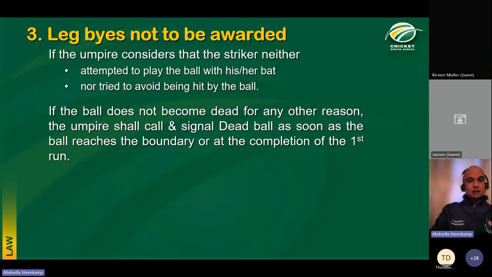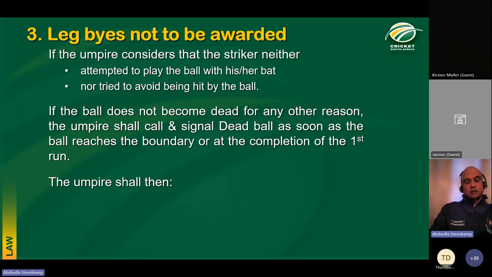So the law tells us, if there was no attempt to play the ball with the bat, nor to avoid being hit by the ball, and they do decide to run, the umpire is only to call and signal dead ball if either the ball reaches the boundary or at the completion of the first run. So if they do decide to run, don't be hasty to call and signal dead ball. You must wait until either the ball reaches the boundary or until they've completed the first run. And upon completion of the first run, then you call and signal dead ball.